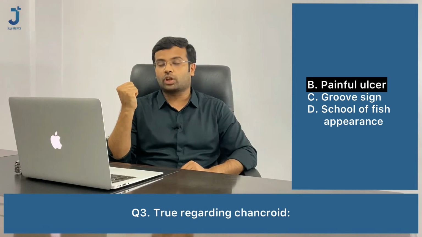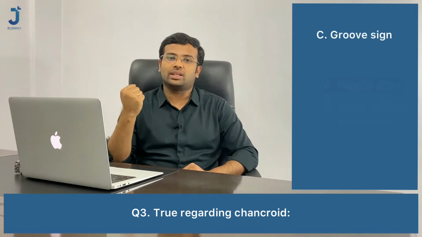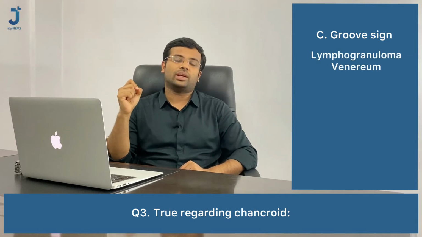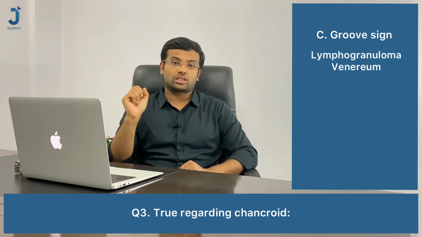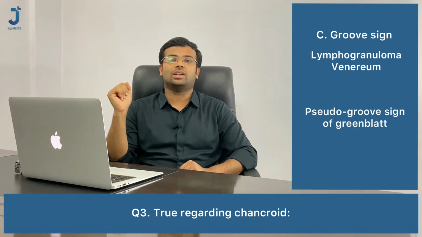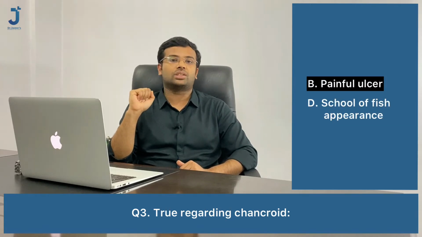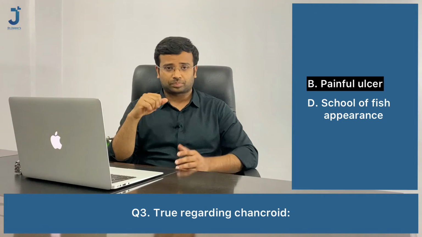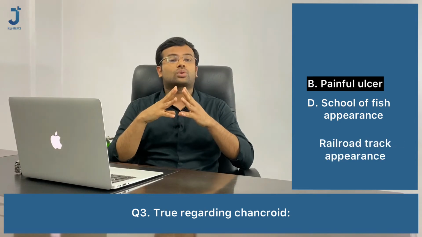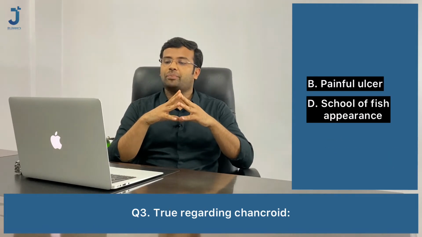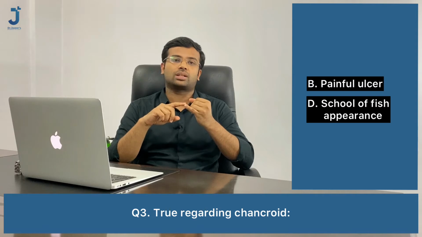Now let's see the next one, groove sign. Where do you find groove sign in genital ulcers? Groove sign of Greenblatt, if you remember, is seen in a condition called LGV, lymphogranuloma venereum. Whereas pseudo groove sign of Greenblatt is seen in donovanosis. So groove sign is also not the right answer. The fourth option, that is school of fish appearance. Of course, yes, railroad track appearance or school of fish appearance is characteristic for Shankroid. So the right answer here would be options B and D, that is painful ulcer and school of fish appearance. Now let's go to the next one.